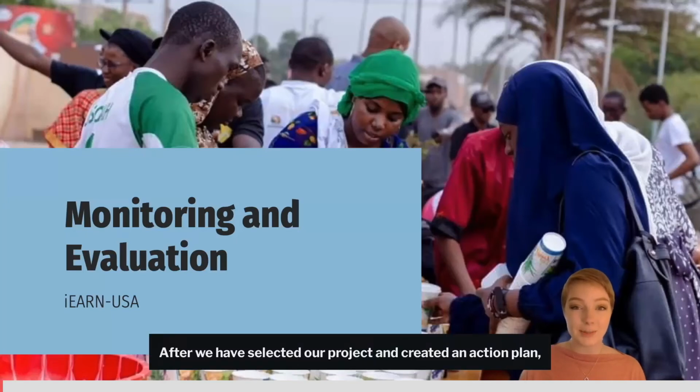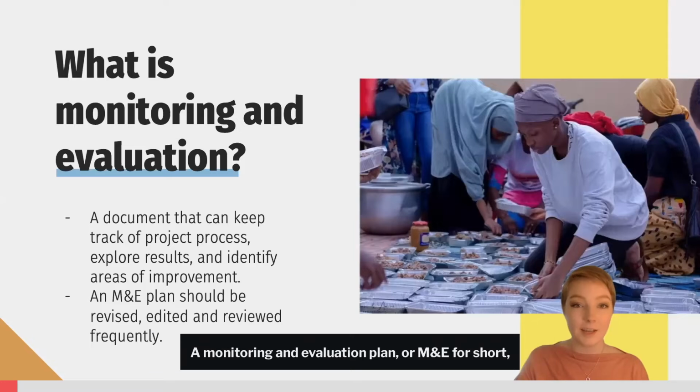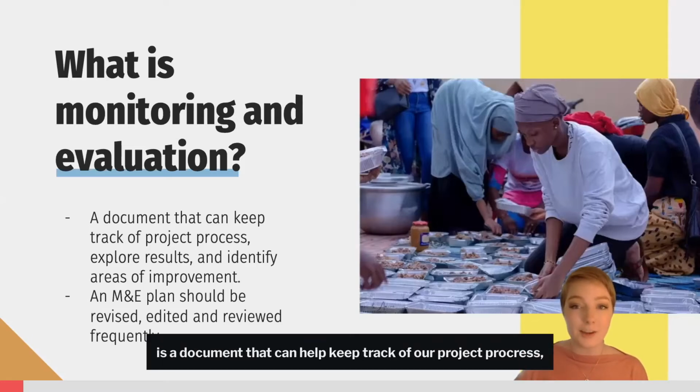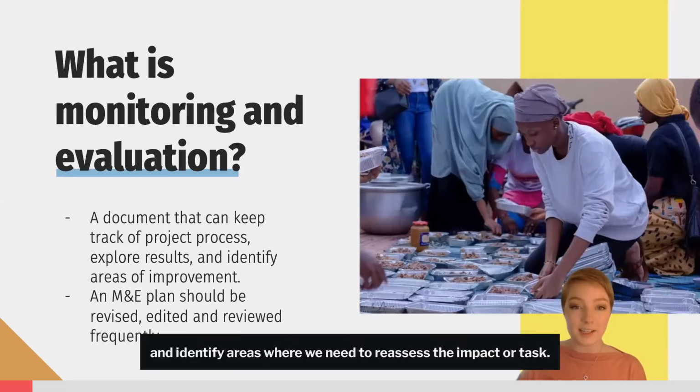After we have selected our project and created an action plan, it's time to develop an effective monitoring and evaluating plan. Think about how you will monitor your project before it begins. A monitoring and evaluation plan, or M&E for short, is a document that can help keep track of our project process, explore the results of the project, and identify areas where we need to reassess the impact or task.